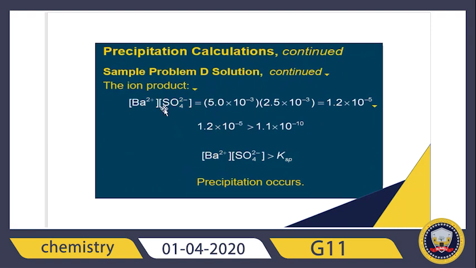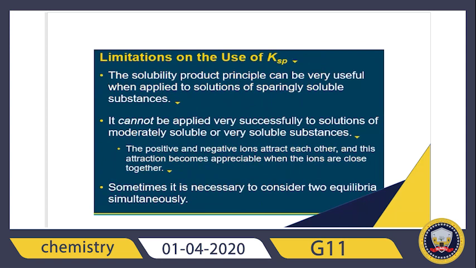After that, we just multiply the concentration of these ions by each other, and then we compare the value with the Ksp value that we have. According to that, we find that the concentration of these ions is greater than the Ksp value, and according to the rules, if Ksp is less than the concentration of these ions, then precipitation will occur.